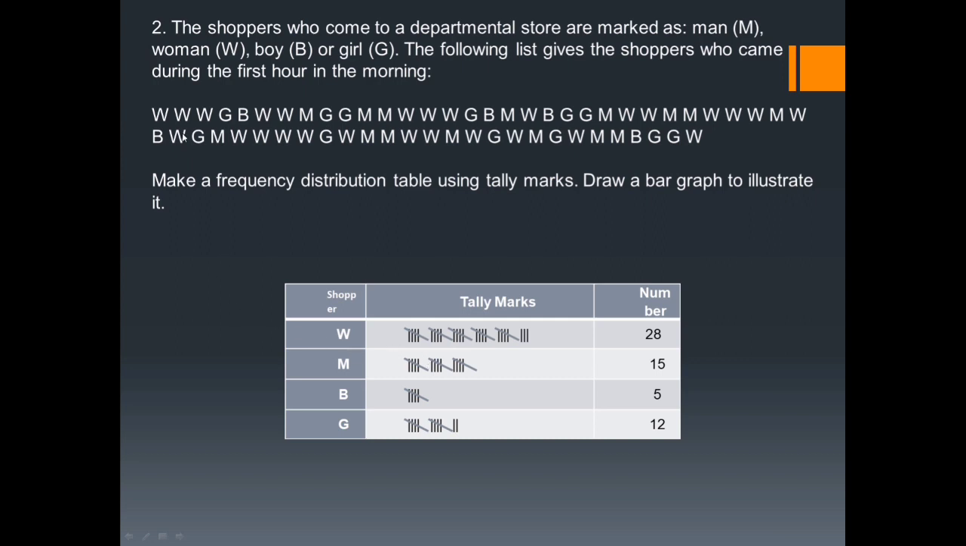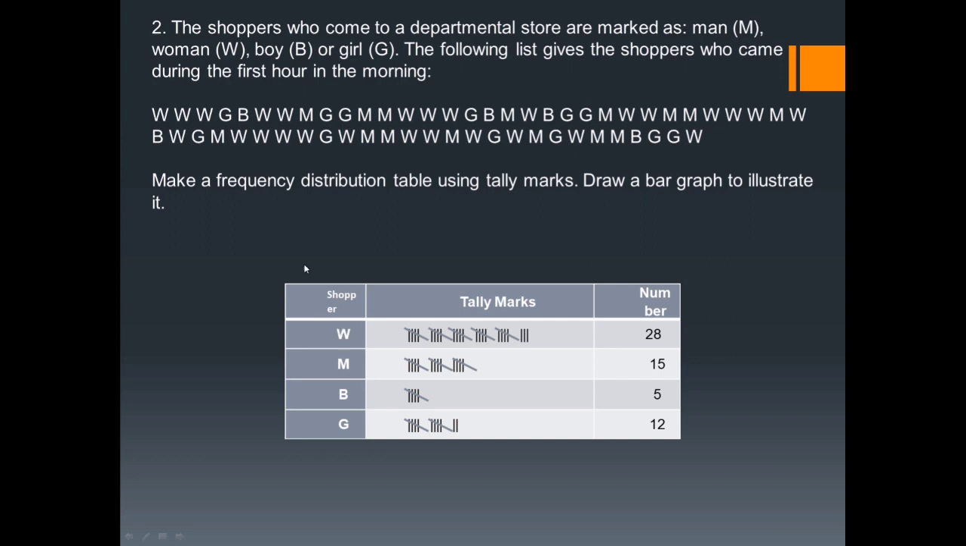Okay, let's see here. W represents woman, G represents girl, B represents boy, and M represents man. In the first hour, like what we have experienced right now in Mizoram and all over the world, due to the COVID pandemic, we cannot go to the shop at any time we like. There is the SOP, and in the SOP it is clearly mentioned at what time we can go to the shop. So according to that, the shoppers have marked the customers who come to their departmental store.